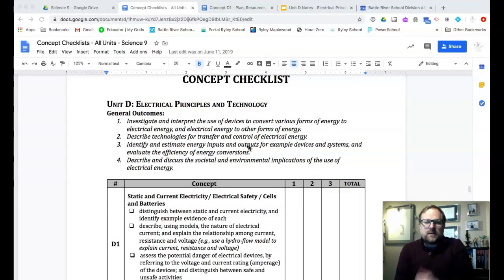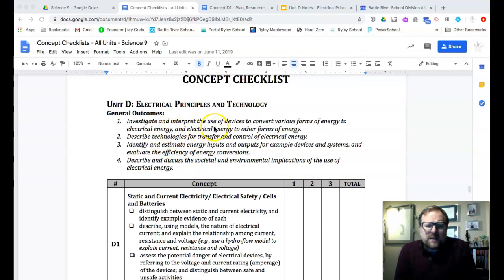This is from your concept checklist, which remember is located at the top of your classwork page under general information in your Google Classroom. And what we have here are four major outcomes or general outcomes for the unit that I'm going to get through over the course of the unit. Basically, this unit is about electricity and technologies that use electricity. And really, this is our first big deep dive into electricity that you've done so far in any big way, and might be the last one you do until you get on to physics in high school, if you take physics or science 30 or something along those lines.